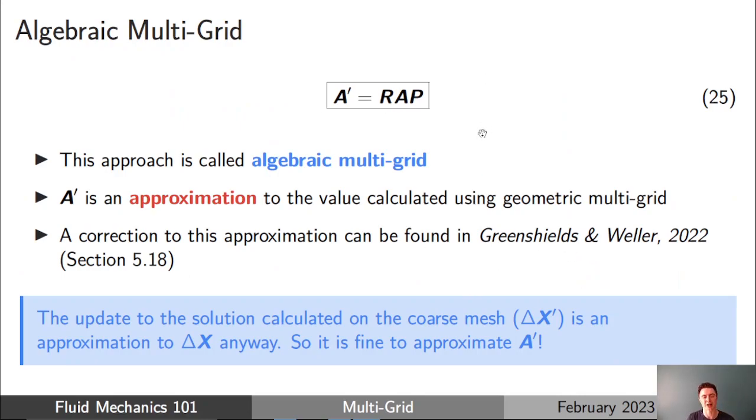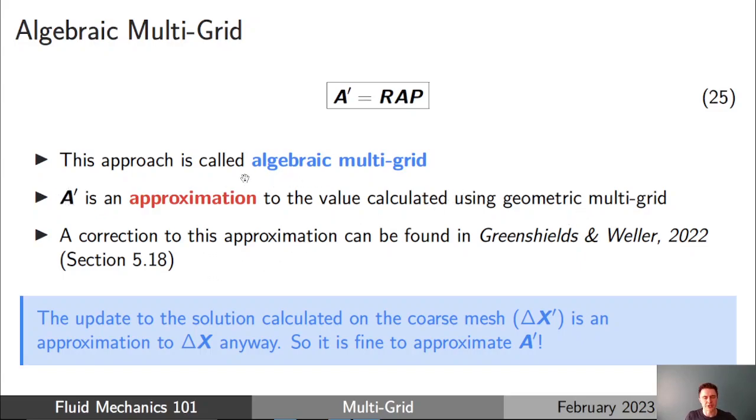And this approach of calculating an approximate A prime matrix for the coarse mesh is called Algebraic Multigrid, because we've only used algebra here. You may notice that we haven't considered the new geometry at all. We haven't evaluated any new coefficients. We've used algebra directly. And it turns out that A prime is only an approximation to the value calculated using the geometric multigrid. You could use the two approaches and compare them, and what you'd find is that the A prime matrix is actually slightly different. And of course, the value calculated with the algebraic multigrid is the approximation, whereas the geometric value is the true value.